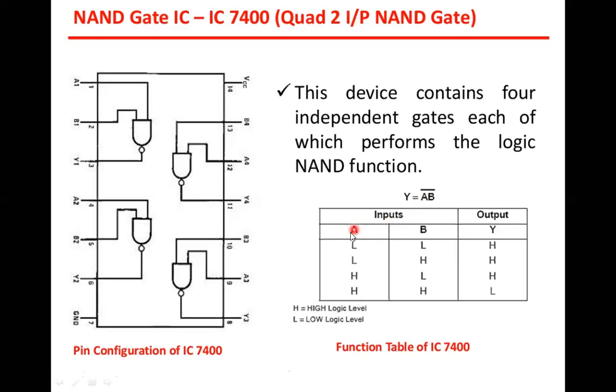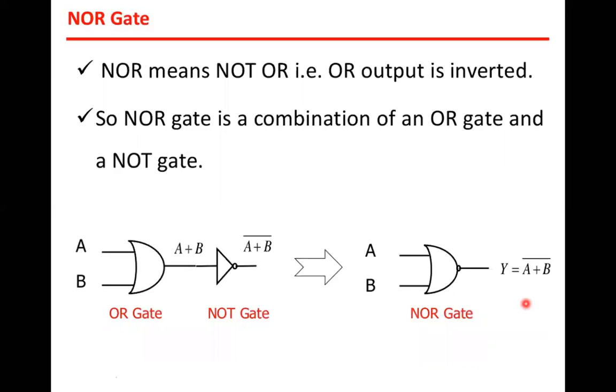Here again the same truth table is explained. When A is low and B is low, the output is high. A low, B high, output is high. A high, B low, output is high. A high, B high, the output is low. So this is called IC 7400.